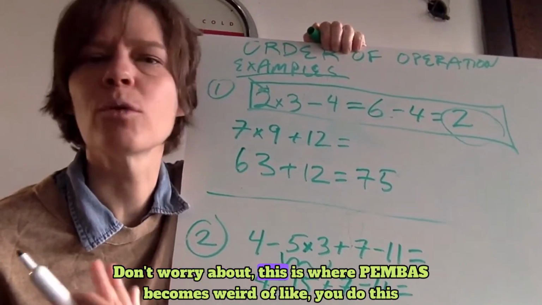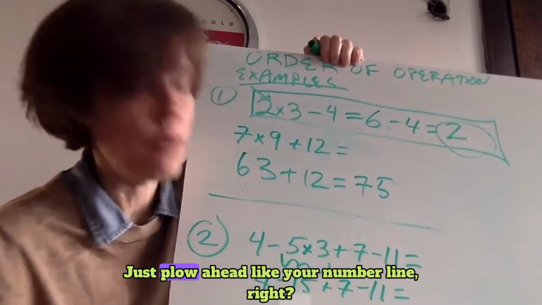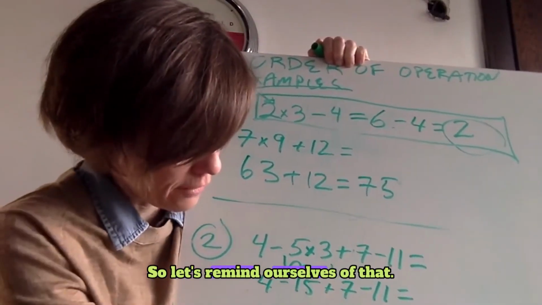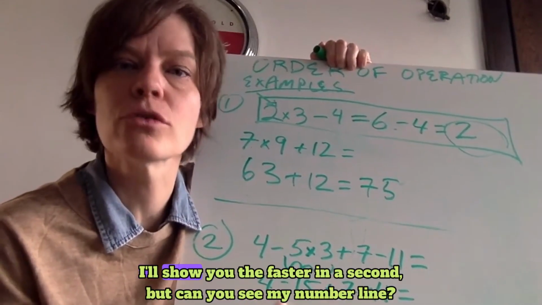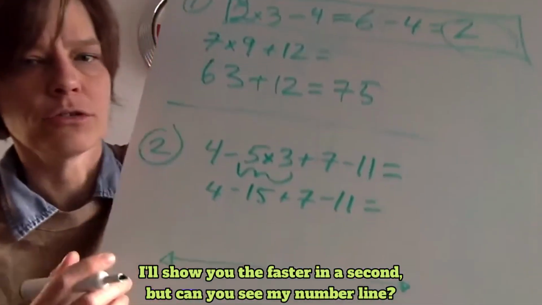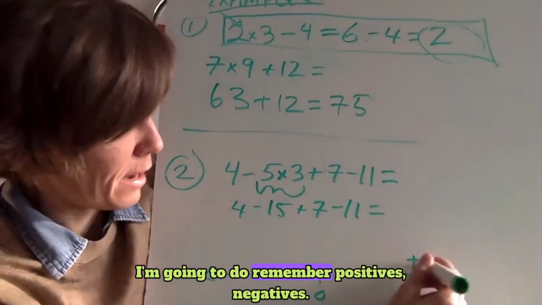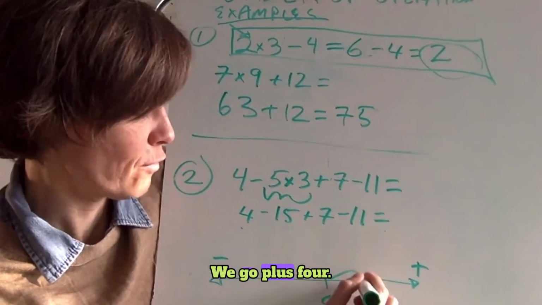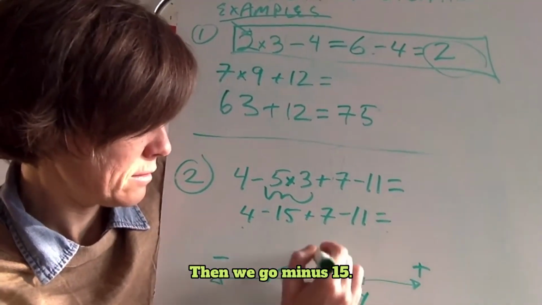Don't worry about this; this is where PEMDAS becomes weird, like, oh, you do this first. No, just plow ahead like on your number line. So let's remind ourselves of that. We do want to be able to do this faster, and I'll show you the faster way in a second. Can you see my number line? Remember, positives and negatives. We start at 0. We go plus 4. Then we go minus 15.